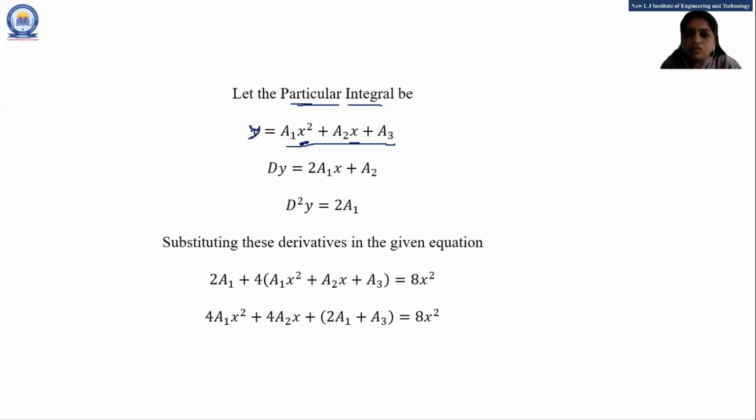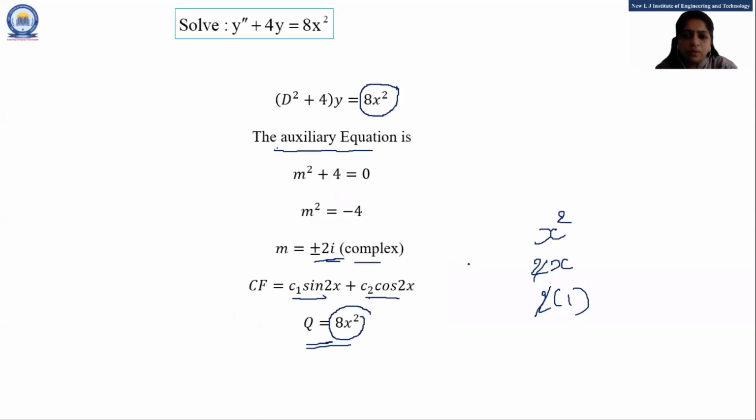Now dy. Dy means what? Derivative of this y. So derivative of this y is 2a1 x, and derivative of a2 x is just a2, and the derivative of a3, a constant term, is 0. Again, we'll take the derivative, d square y. So the derivative of dy, that is d square y, is 2a1. Okay, so we have y, dy and d square y. Now we have to substitute these derivatives in the given equation, and the given equation is what? This one.